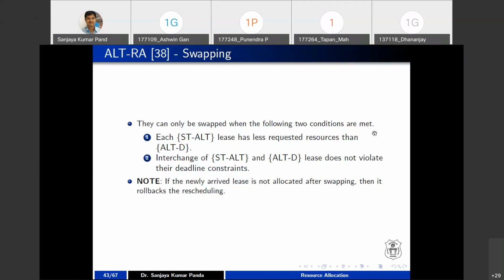So what is the note here? If the newly arrived lease is not allocated after swapping, then it will roll back the rescheduling. If it is not possible in these two steps, then what you can do? You can roll back the rescheduling, right? So you will go to your previous slide.